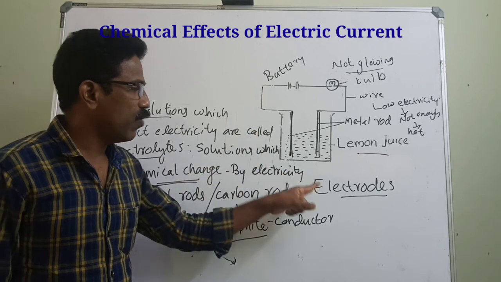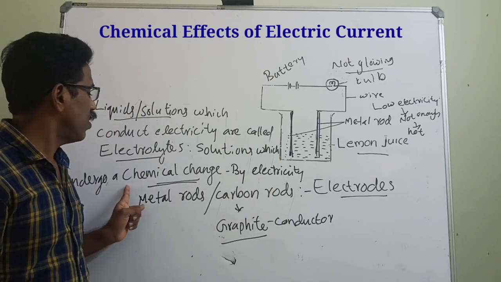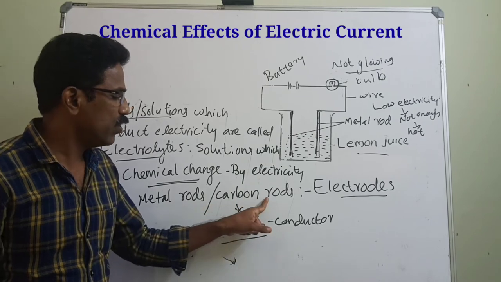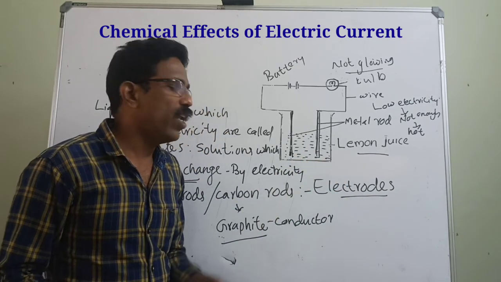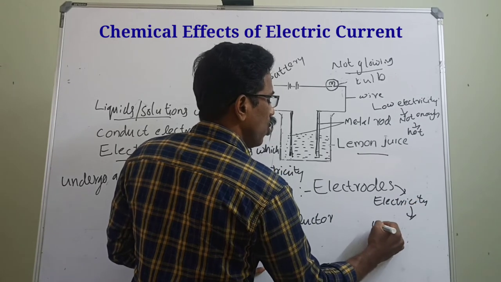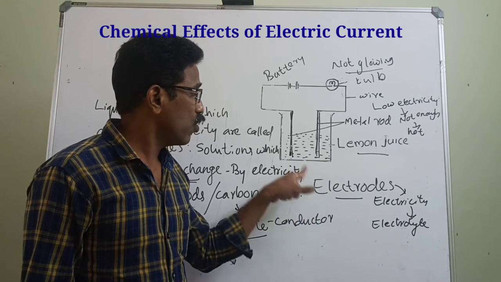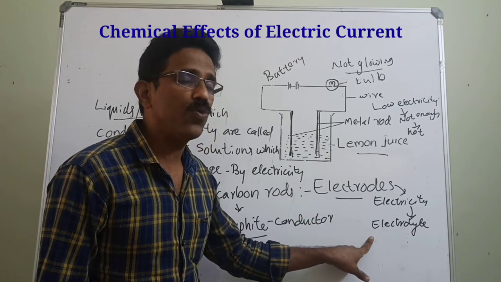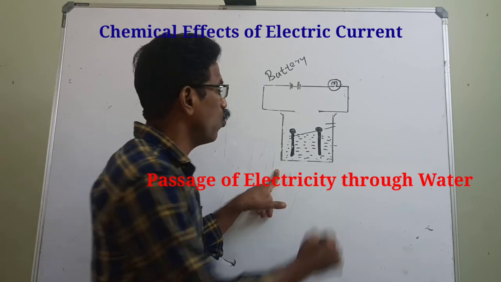So what are electrolytes and what are electrodes? Electrolytes are solutions which undergo a chemical change by the passage of electricity. And electrodes are two metallic rods or carbon rods which are dipped in an electrolyte. Understood? Through electrodes only, electricity passes into the solution. Electricity passes into the electrolyte through electrodes. So electrodes are two metallic rods or carbon rods which are dipped in an electrolyte, through which electricity passes into the electrolyte. Understood? Now let us discuss the passage of electricity through water.